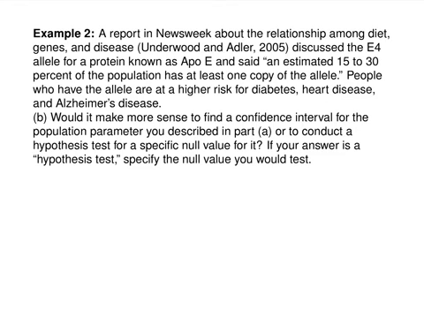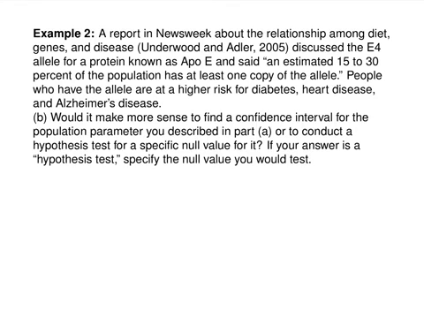Would it make more sense to find a confidence interval for this population parameter, or would it be better to conduct a hypothesis test? So here's how you can think about this. Use a confidence interval if you don't have any idea what the true population proportion is. Does that make sense? And you use a hypothesis test if you think you know what it is but want to know if that's right. Does that make sense? So for body temperature, we think it's 98.6, so we use a hypothesis test, right?